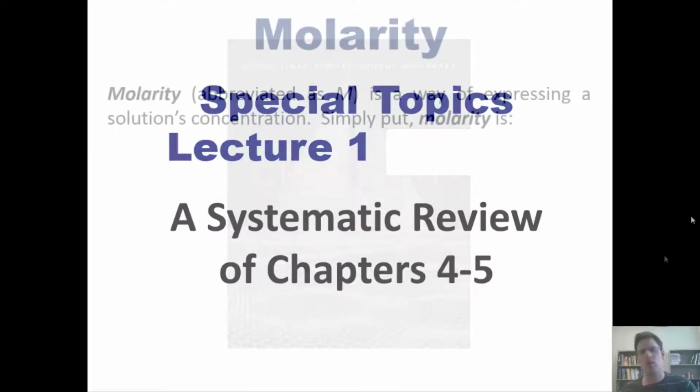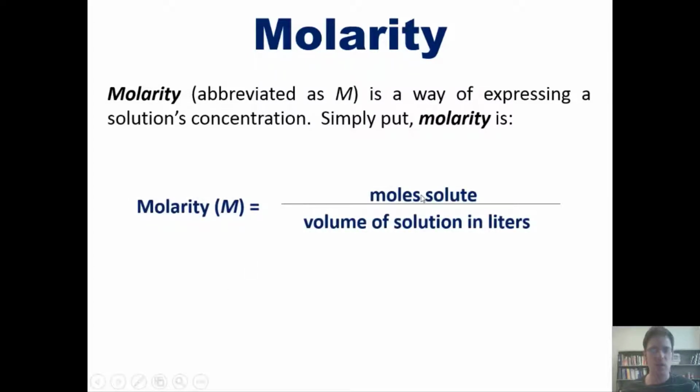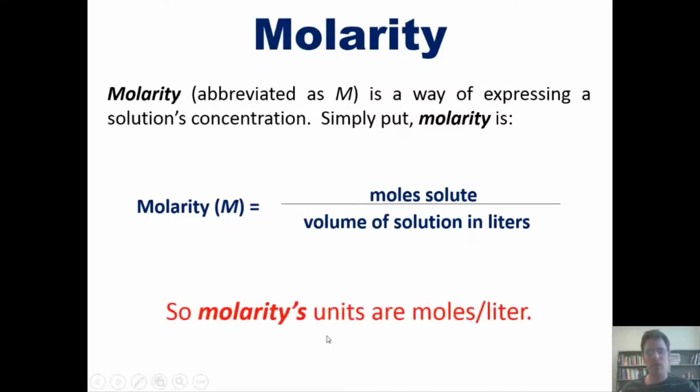As you may or may not remember, molarity, abbreviated as an italicized capital letter M, is a way of expressing a solution's concentration. Simply put, molarity is moles of solute divided by volume of total solution in liters. So we could say that molarity's units are moles per liter. Please make sure you don't forget that because it's important when you do dimensional analysis with it.